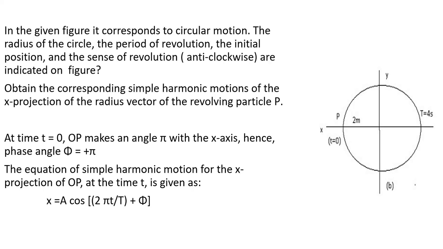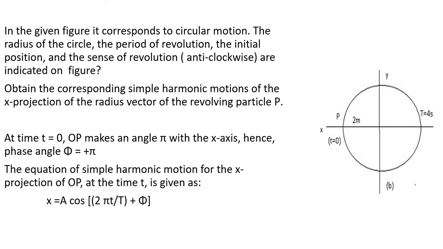Here we can see that the given figure corresponds to circular motion. The radius of the circle, the period of revolution, and the anti-clockwise direction are shown. Obtain the corresponding simple harmonic motion of the x projection of the radius vector of the revolving particle. At t equal to 0, the object is at this position P, which means it makes an angle pi. The time period is given as 4 seconds, and the radius of the path is 2 meter.